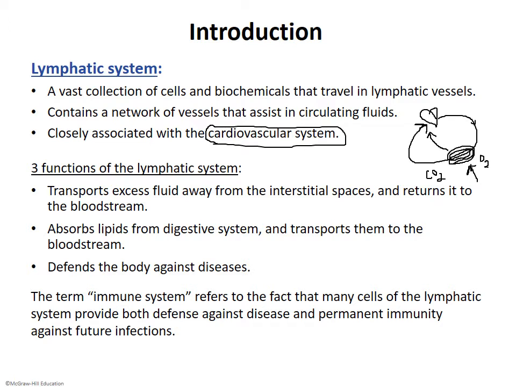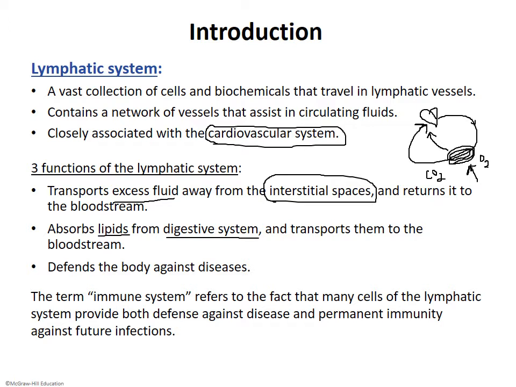So it says three functions of the lymphatic system: it transports the excess fluid away from the interstitial spaces, which were the areas of the capillary beds, and returns it to the bloodstream. In the digestive system, we're going to see that there's a special little capillary that's designed to absorb lipids. When we're breaking down those four organic compounds, carbohydrates, proteins, lipids, and nucleic acids, lipids don't play like the other ones. The other ones can go straight into the bloodstream. The lipids have to be absorbed in a special lymphatic capillary.